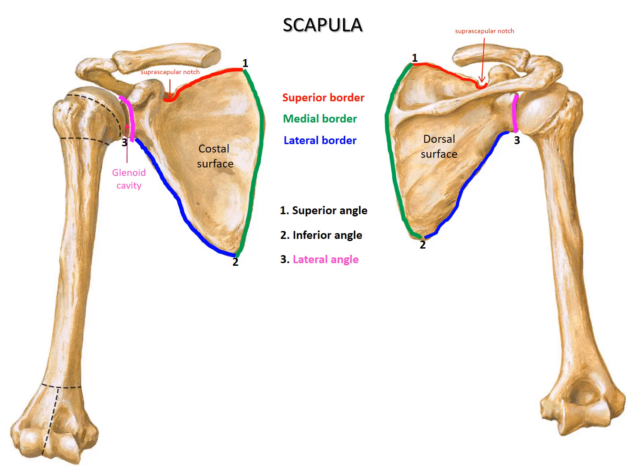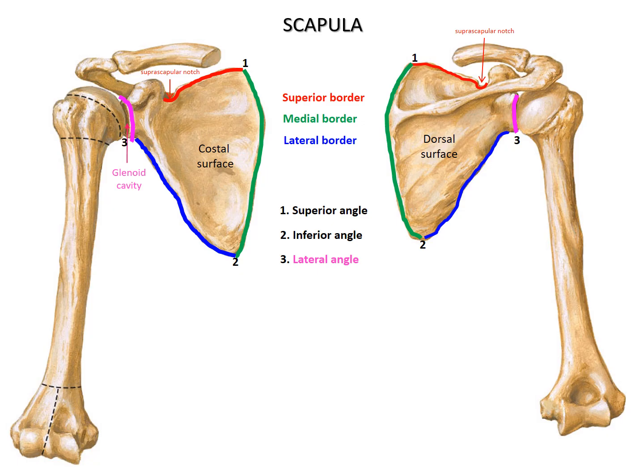The shaft of the scapula consists of 3 borders and 3 angles. The red line represents the position of the superior border, the green line the medial border, and the blue line represents the position of the lateral border. The number 1 represents the position of the superior angle, number 2 the inferior angle, and number 3 the position of the lateral angle. The superior border is the shortest border and extends between the superior and lateral angles.